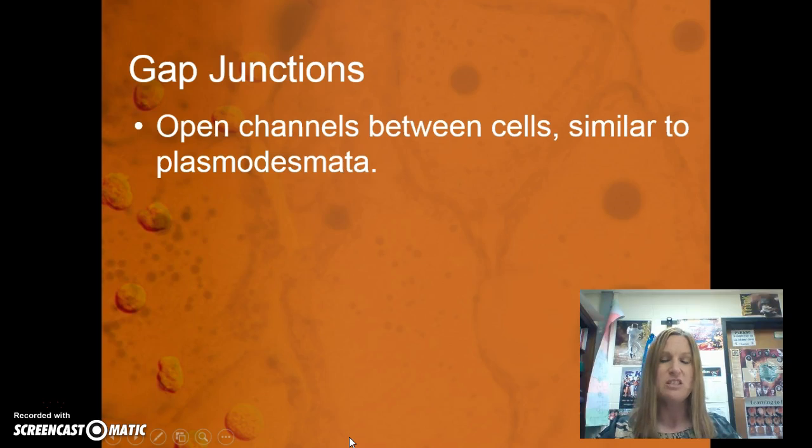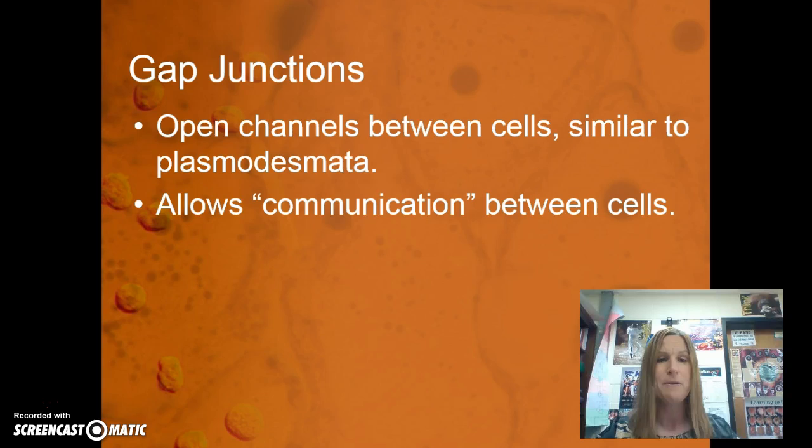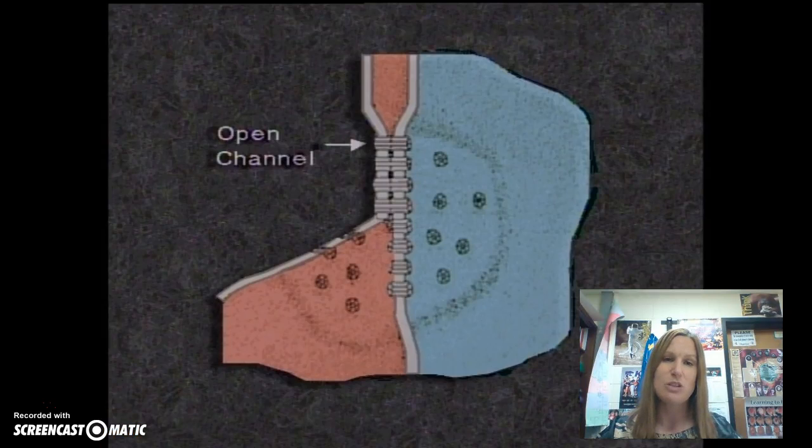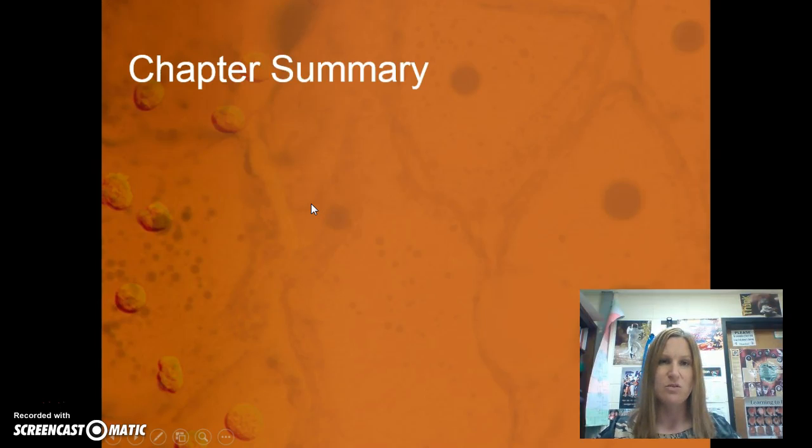Last one, gap junctions. These are the open channels between cells, very similar to plasmodesmata. Remember, the plasmodesmata are the spaces in between plant cells. This is what allows for communication between cells. And check out, here we go. Open channel, which is between my pink cell here and the blue cell, which is what allows communication between the cells.